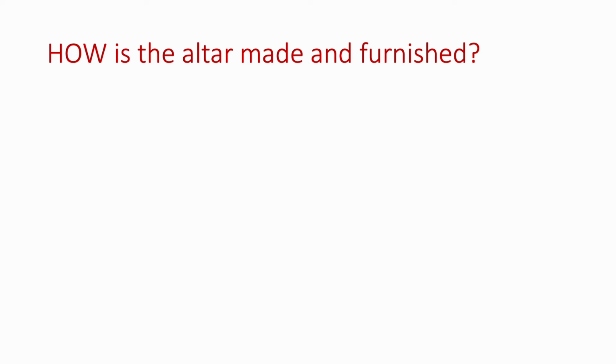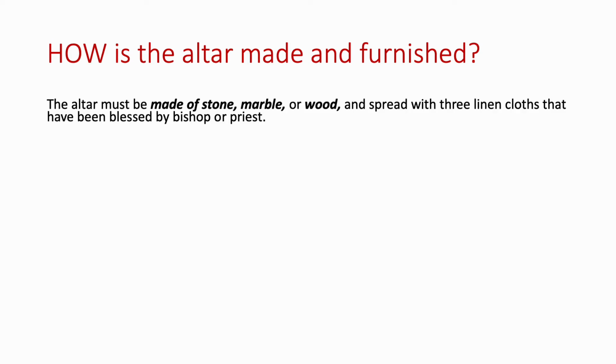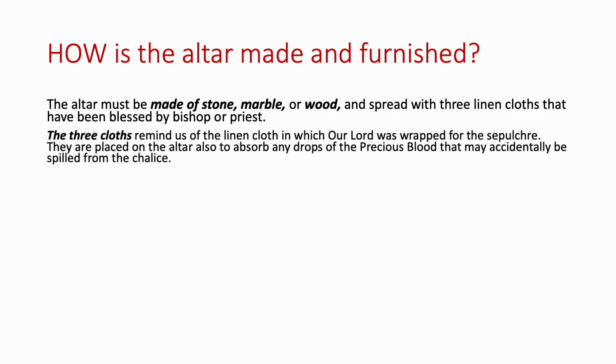How is the altar made and furnished? The altar must be made of stone, marble, or wood, and spread with 3 linen cloths that have been blessed by bishop or priest. The 3 cloths remind us of the linen cloth in which our Lord was wrapped for the sepulchre. They are placed on the altar also to absorb any drops of the precious blood that may accidentally be spilled from the chalice.